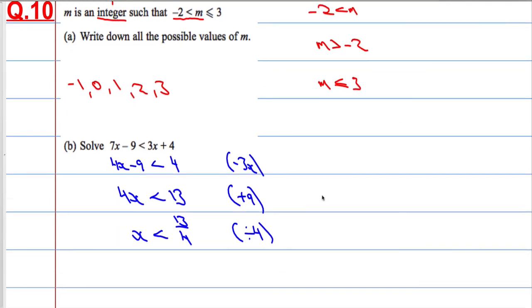You could leave your answer like that. Let's go one step further. X is less than, how many times does 4 fit into 13? It goes in 3 times and there's one remainder. So 3 1/4. And that's the solution to that. X must be less than 3 1/4.